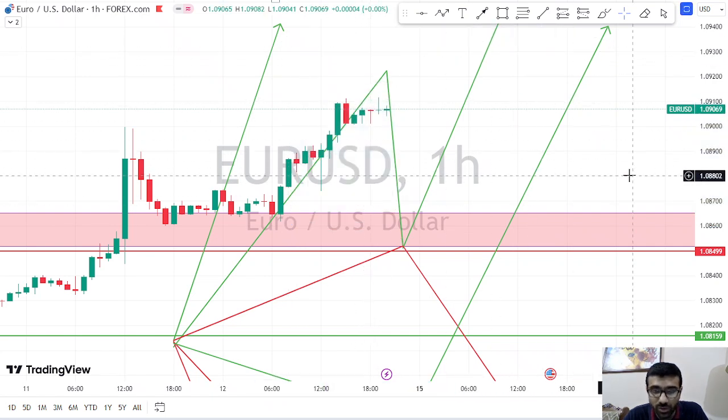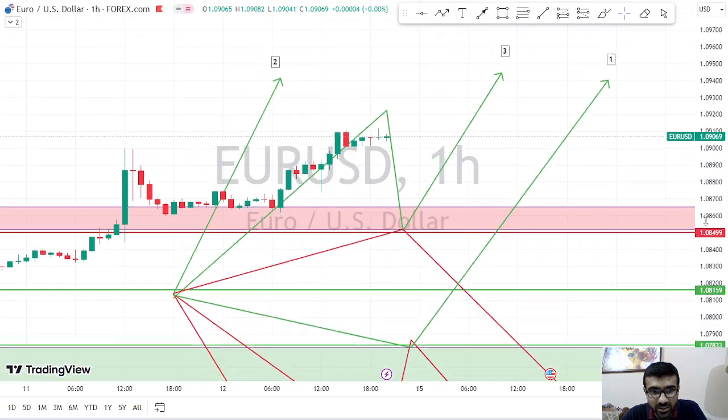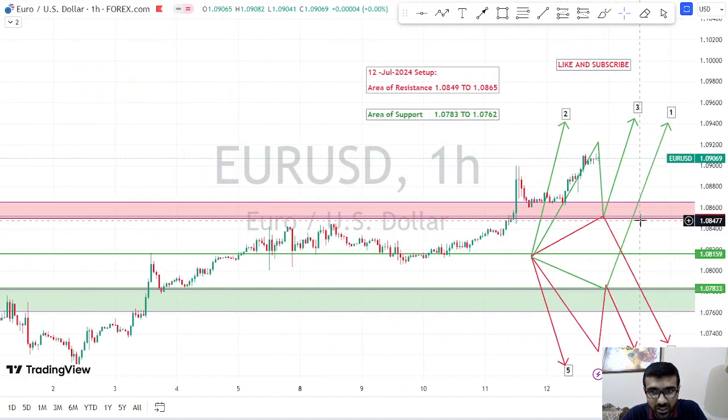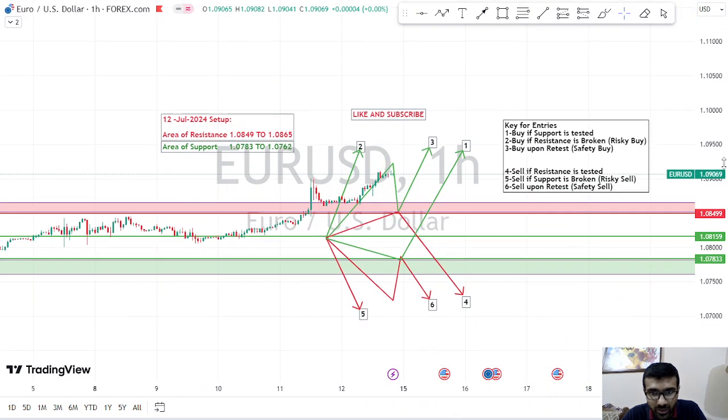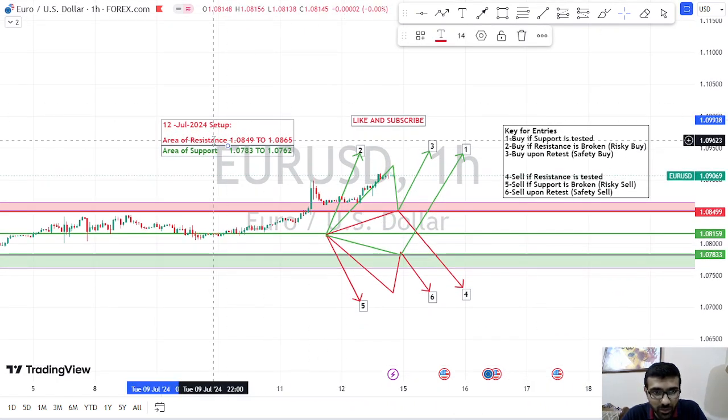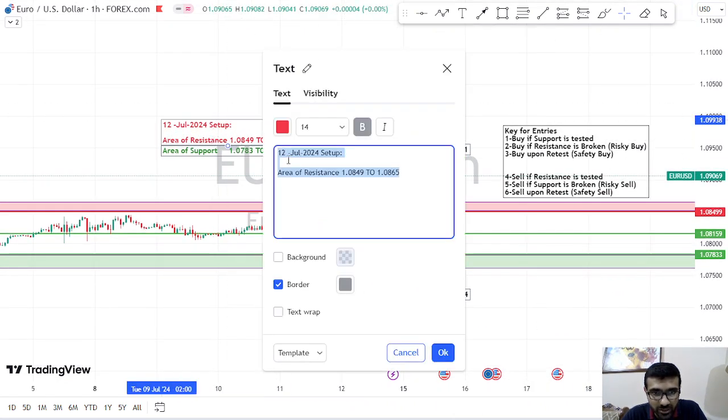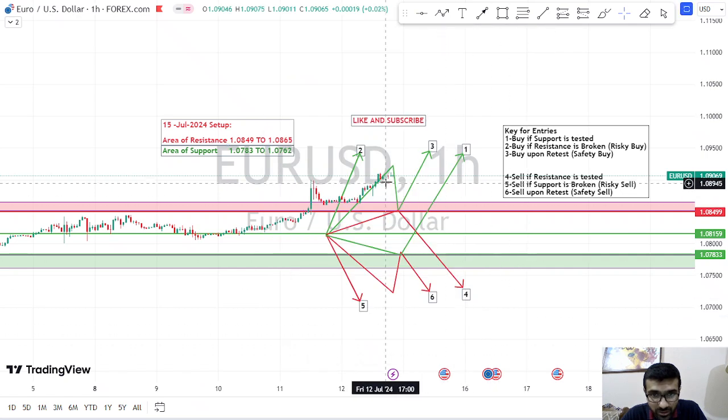Okay, so overall very good trades were executed in this Euro USD pair, just as we had expected that market will give us some bullish signals, and market traded just the way we expected it to behave. So now we will have to mark the new areas of support and resistance, because market is now reacting from a new area of resistance from here.